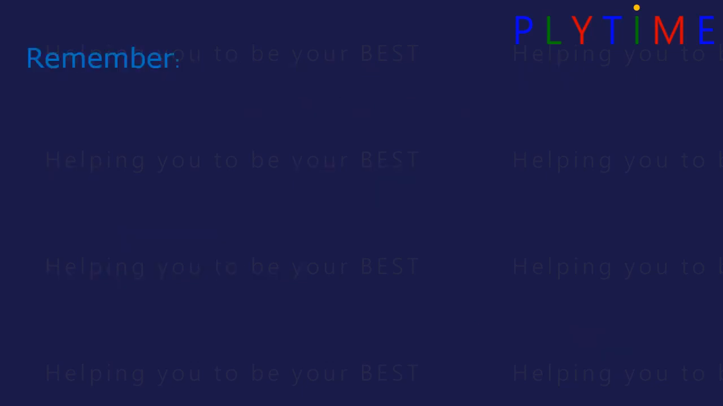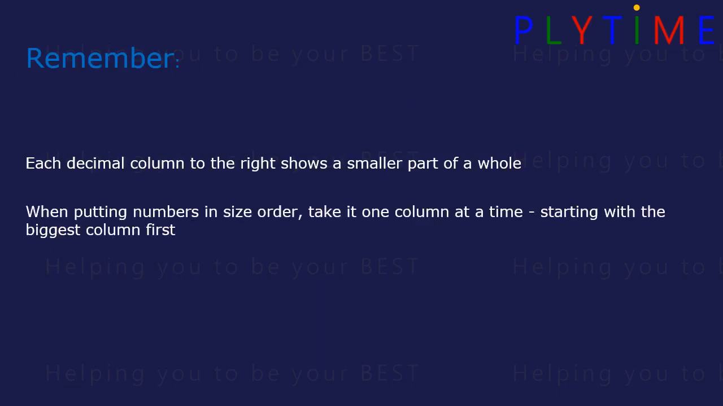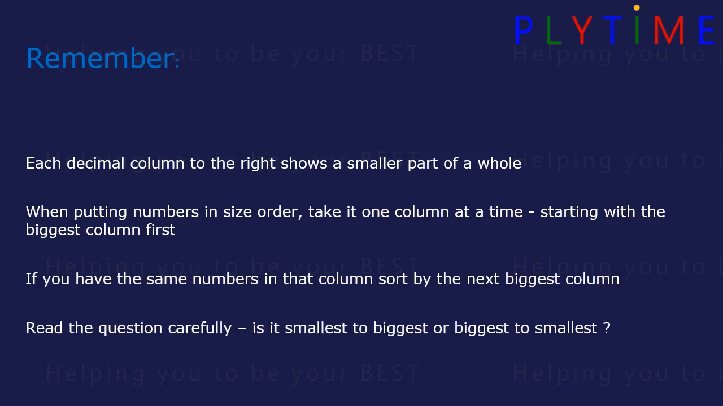Remember, each decimal column to the right shows a smaller part of a whole. When putting numbers in size order, take it one column at a time, starting with the biggest column first. If you have the same numbers in that column, you then sort by the next biggest column. Make sure to read the question carefully. Is it smallest to biggest or biggest to smallest?